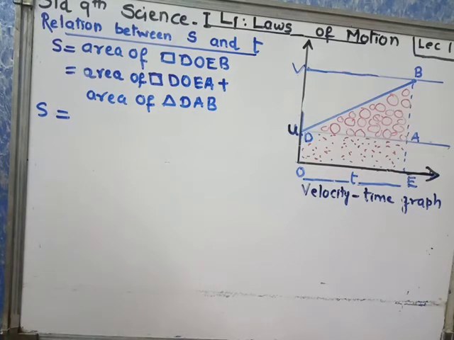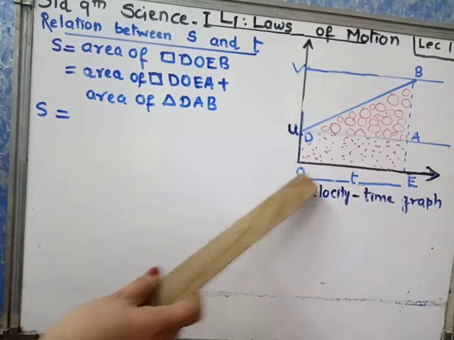Look at the diagram at page number 8, figure 1.9, velocity time graph. Observe the diagram. Let us suppose that an object is in uniform acceleration small a and it has covered the distance s within time small t. From the graph, the distance covered by the object during time t is given by the quadrilateral DOEB.